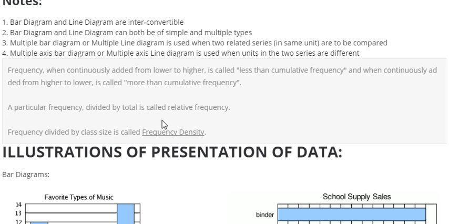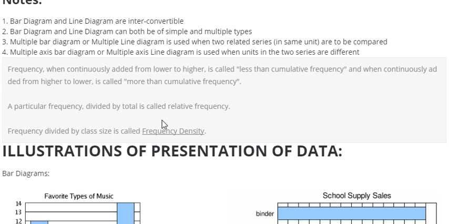Frequency density comes into play when you are dealing with non-uniform class intervals, just like 10 to 20, 20 to 30, 30 to 40, and then 40 to 60. So this is non-uniformity. There is not a constant class width everywhere. That is called non-uniform data, non-uniform class intervals, and in that case you need frequency density.